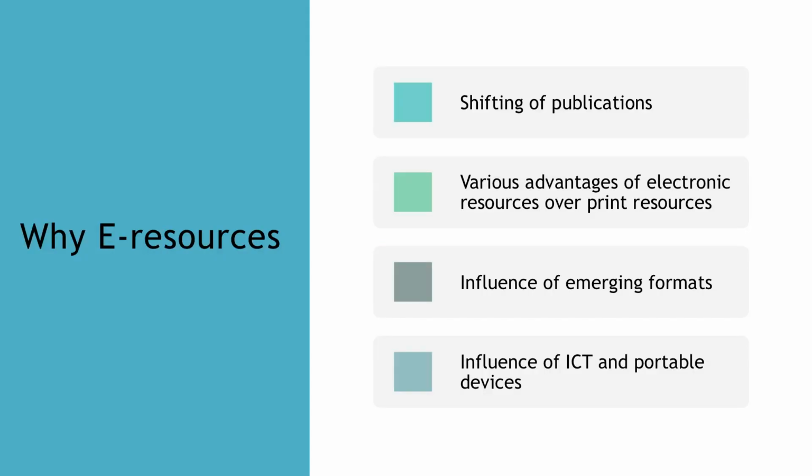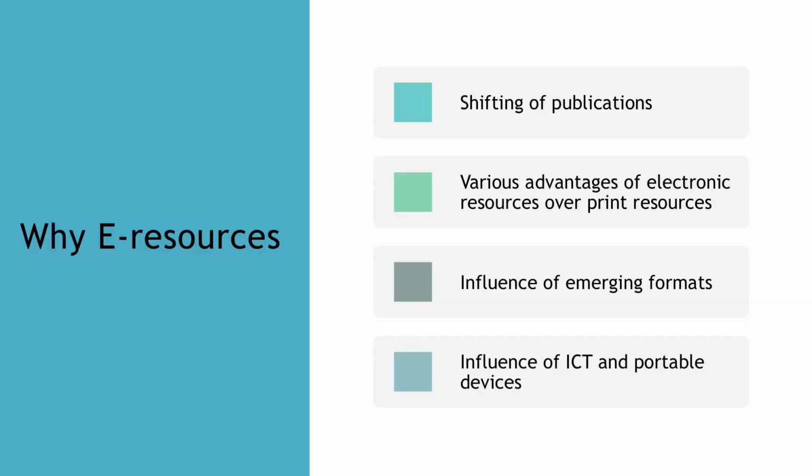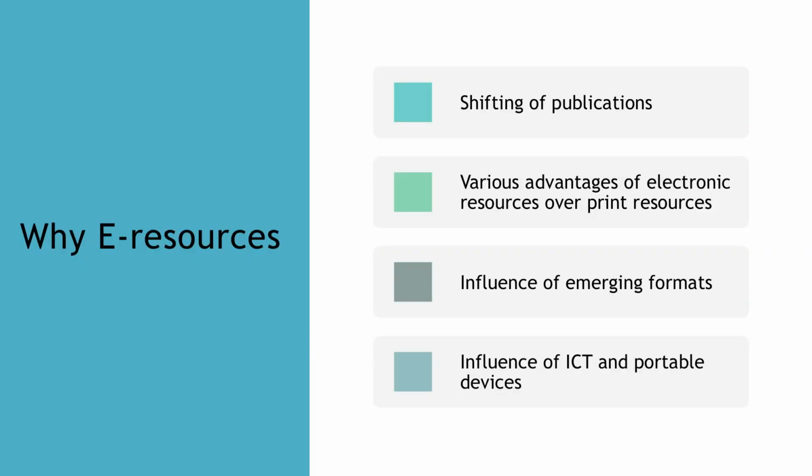The third reason for acquiring electronic resources is the influence of emerging formats and tools. Information resources are available in different formats and there are different tools to acquire them. For example, we know about demand driven acquisition, we know about pattern driven acquisition, archive access, remote access. All these things were not possible in the case of print resources, hence libraries are acquiring electronic resources.